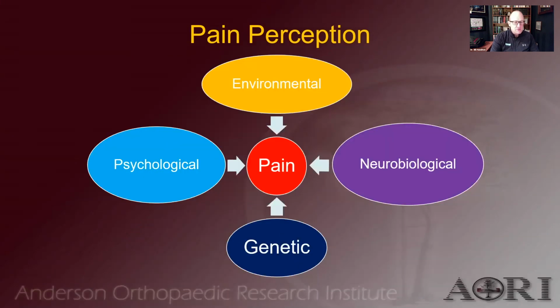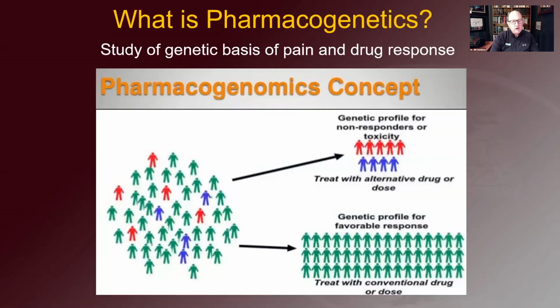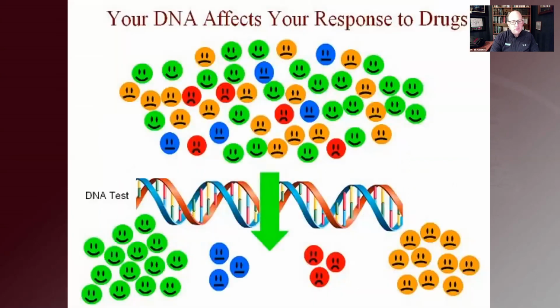We know that pain perception is complicated. There are many things that contribute to the perception of pain, but this concept of the genetic contribution to pain perception was somewhat foreign to me, so I thought I'd share it with you. This is the concept of pharmacogenetics. What is pharmacogenetics? It's the study of the genetic basis of pain and drug response. The basic premise is you take a population of people, there are going to be some who are non-responders or have toxicity to a drug, whereas most people have a favorable response.